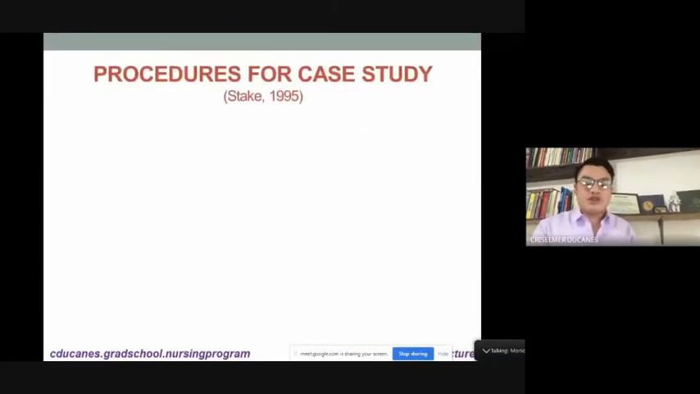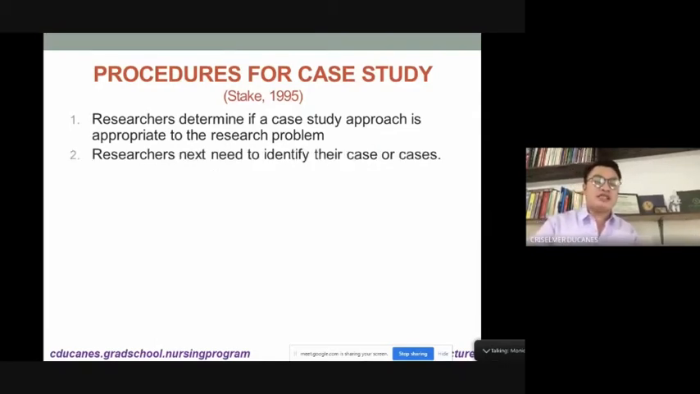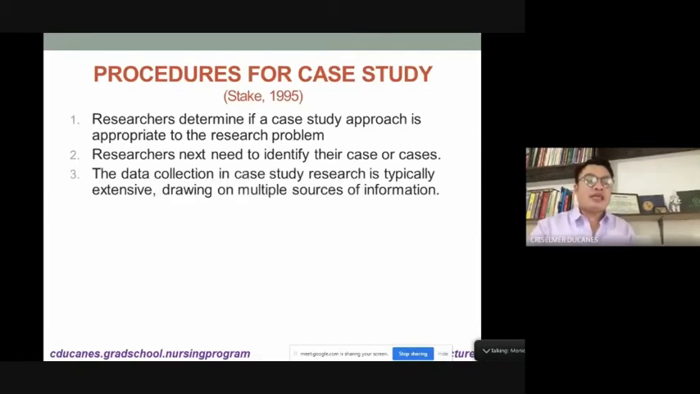So what are the procedures for case study? This is according to Stake 1995. So first, you have to determine if your research problem, your research question, best fit the case study methodology. Okay? Researchers next need to identify their case or cases. Then after that, the data collection in case study research is typically extensive, drawing on multiple sources of information.